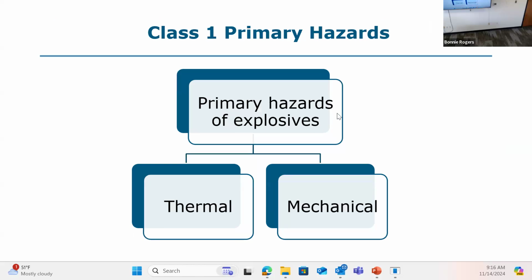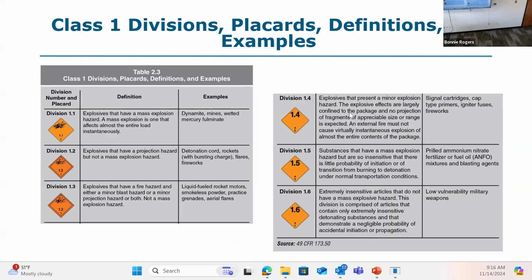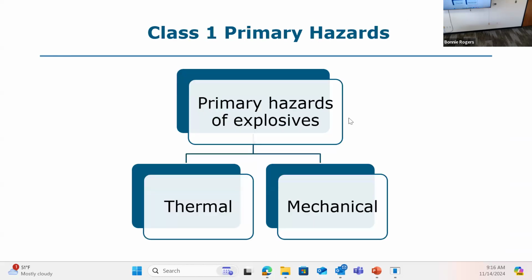All right, so what are the primary hazards of an explosive? Without looking at the slide I just showed you, what do you think it will be? Think of an explosion, and what are you worried about? Heat. Okay, so you got thermal. And what was it? Like flying things. Okay, flying hazards. And so that would be mechanical. So fire and things.